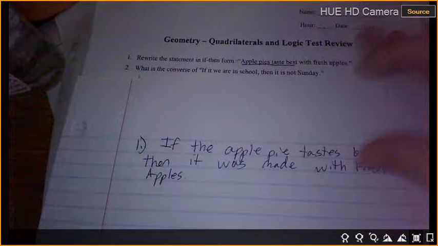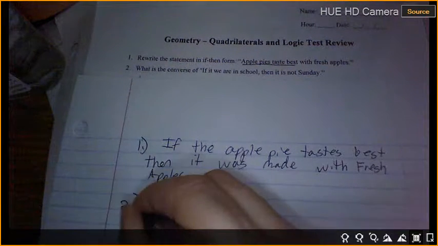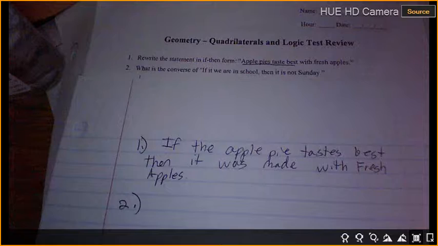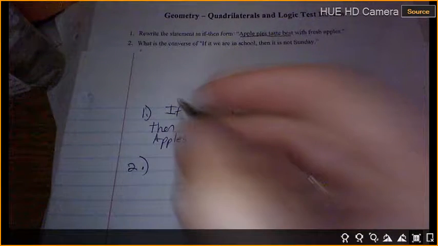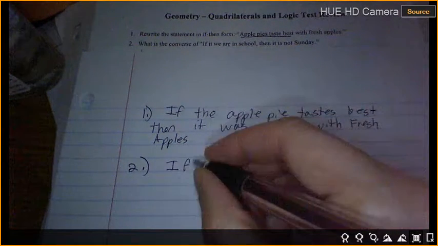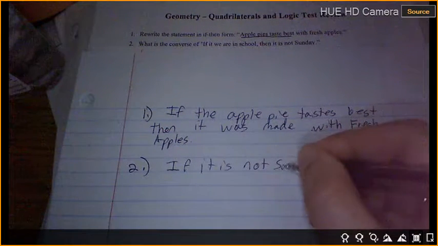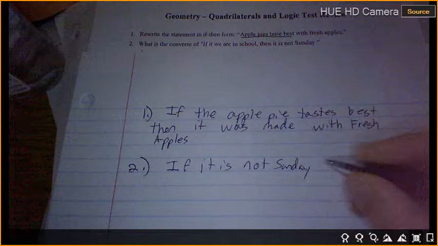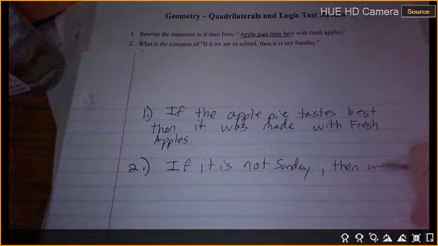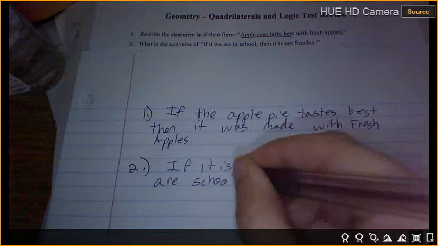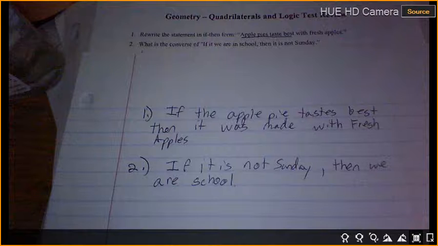Number 2, what is the converse? What is the converse of if we are in school, then it is not Sunday? Converse means to what? Flip it. So, if it is not Sunday, then we are in school. It doesn't have to be true. We're just flipping it.